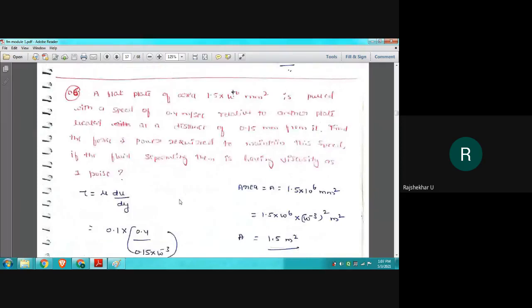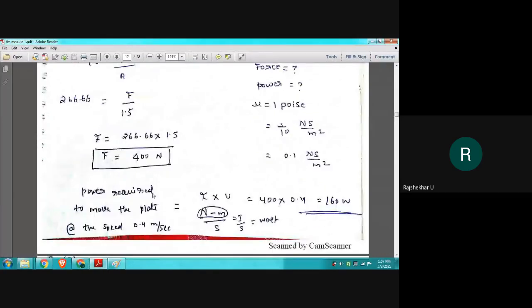Okay. Further, it is asked to find out power required. So once you know force, power required to move the plate is F into U. U is the relative velocity. You can directly take it. So 400 into 0.4, 160 watts or 160 joules per second. This much of power is required to move the plate with a relative velocity of 0.4 meter per second.